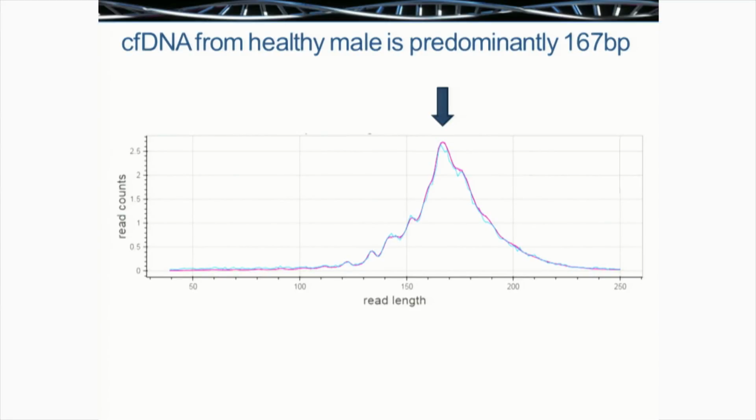So here's what it actually looks like. This is from cell-free DNA from a healthy male. And we're looking at the read length down here on this axis and the read counts on the y-axis. You'll note that the read counts are low overall. You're going to see that that's going to be common for all of the data that we're going to look at. That's because we're doing whole genome sequencing.